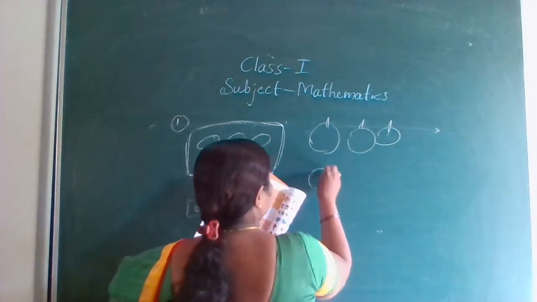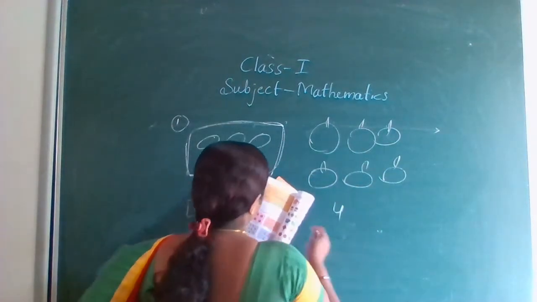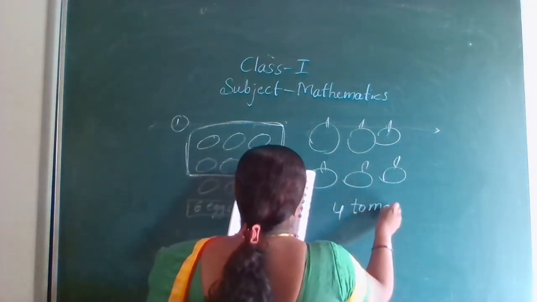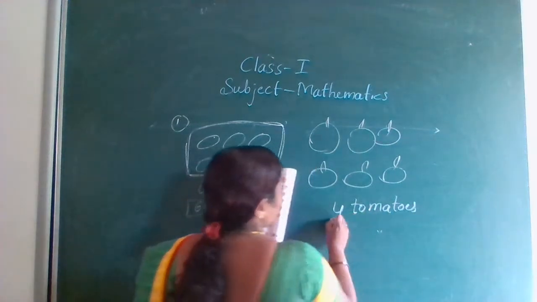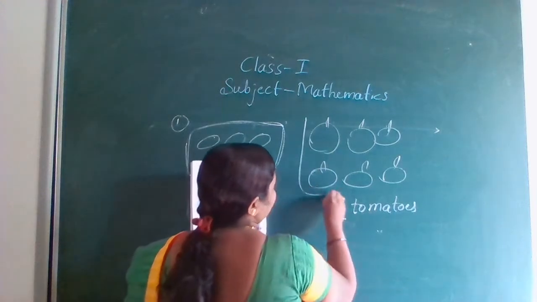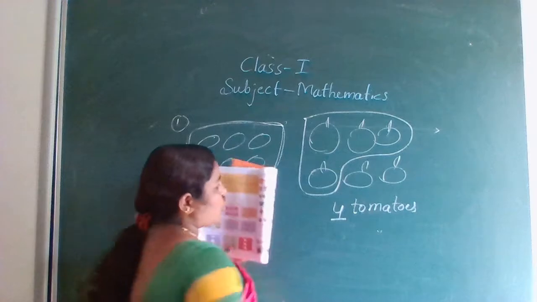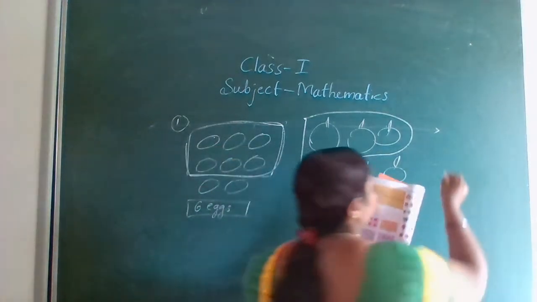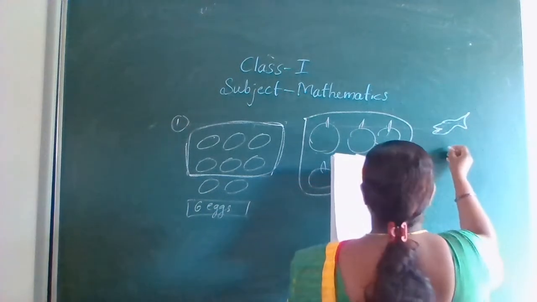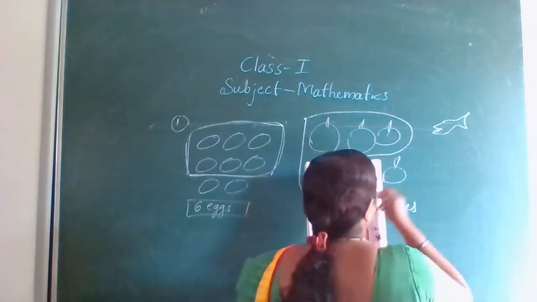Next there are pumpkins. There are 6 pumpkins. Look at your textbook. Sorry, these are not pumpkins. These are tomatoes. So 4 tomatoes we should circle. So take one from the below row. 1, 2, 3, 4 tomatoes. Next, fish. 1 fish. 1, 2, 3, 4, 5, 6, 7 fish.